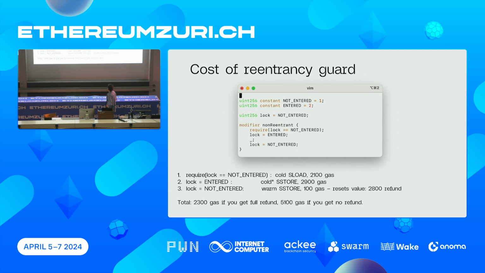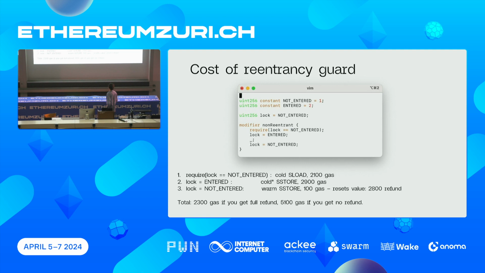We've got one cold SLOAD. It's taken from storage and it's not been accessed yet, so this is 2,100 gas. Then we've got a cold SSTORE, which costs 2,900 gas. And then when we reset the lock back, we've got a warm SSTORE, which is 100 gas.